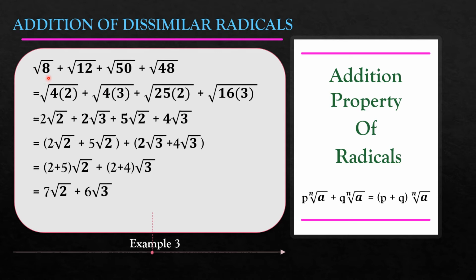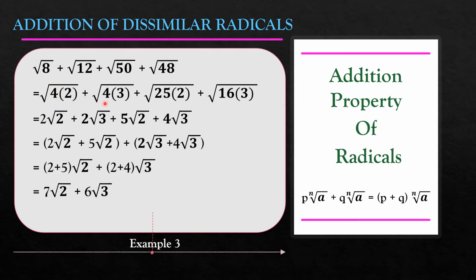Square root of 8. So, si 8 po, it's not a perfect square. Same with 12, 50, and 48. They are not perfect squares. Pero, all of them, meron silang factors na perfect square. So, yun ang kukunin natin. Like dito, square root of 8, si 8, ang isang factor niya na perfect square ay 4. That's why we have 4 square root of 2.